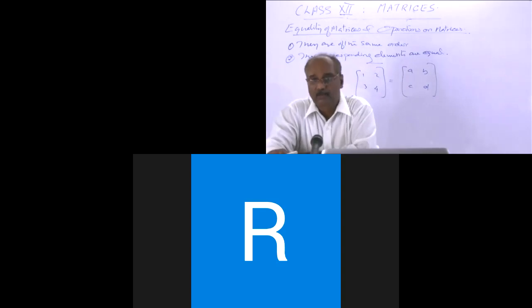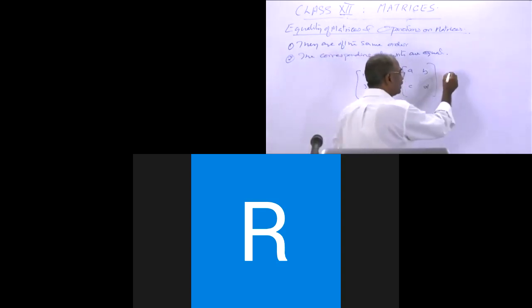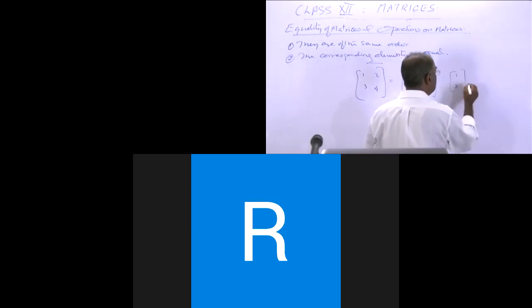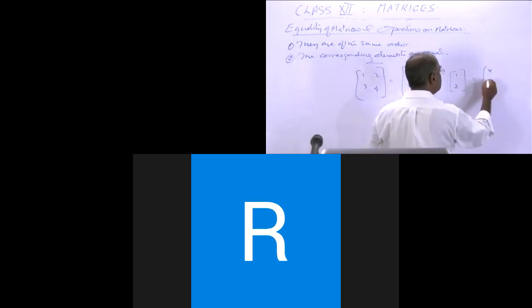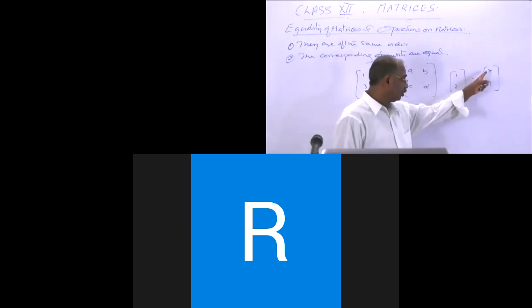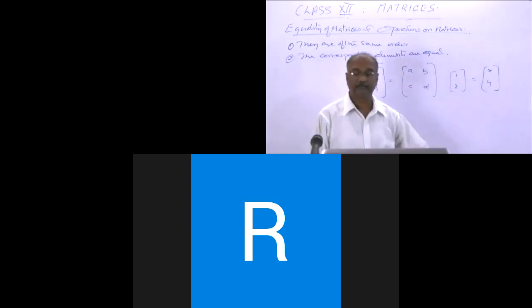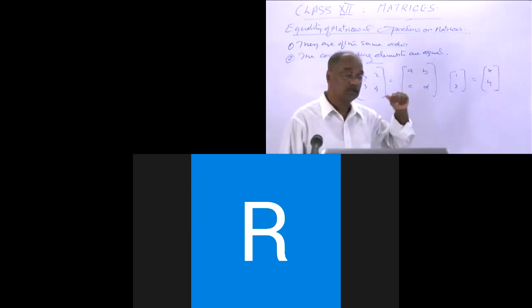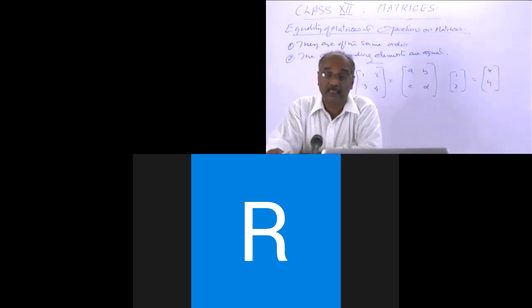If one element is not equal, if D is not equal to 4, then the two matrices are not equal. So the matrix 1, 2 is equal to X, Y if and only if X equals 1 and 2 equals Y. Same order, corresponding elements equal.